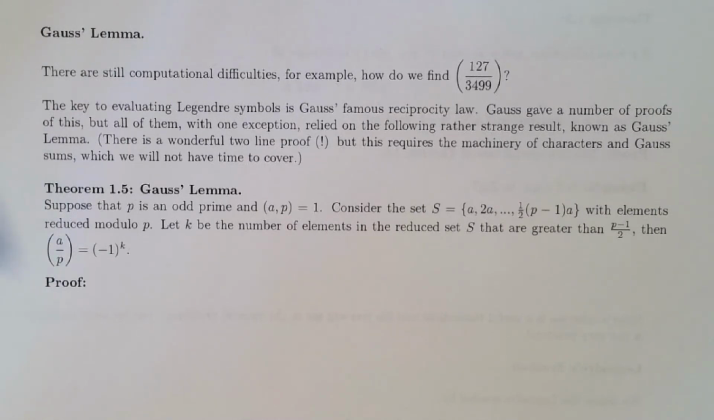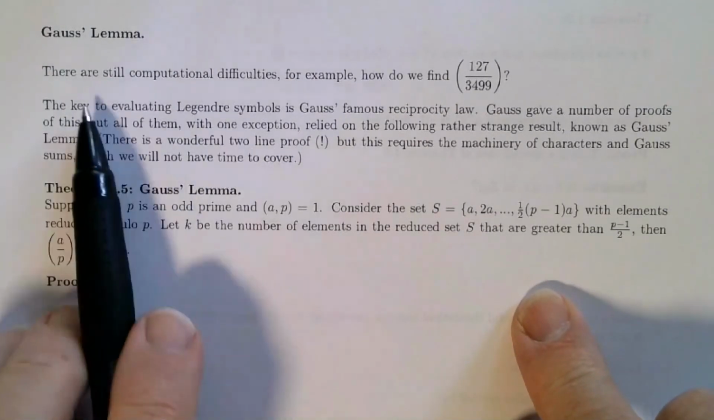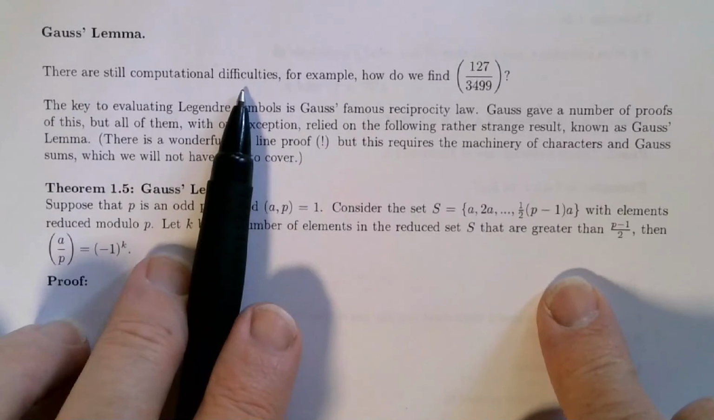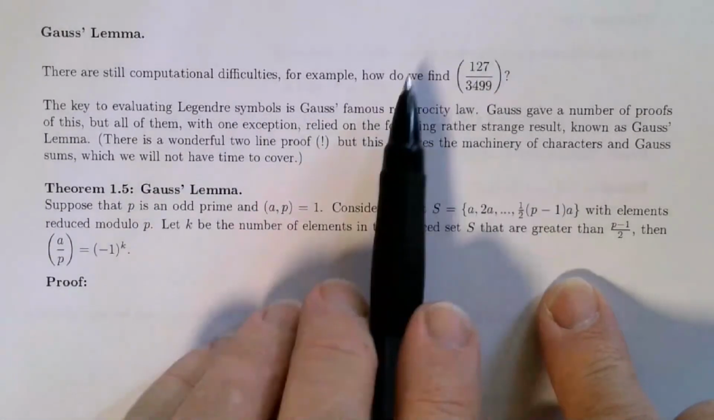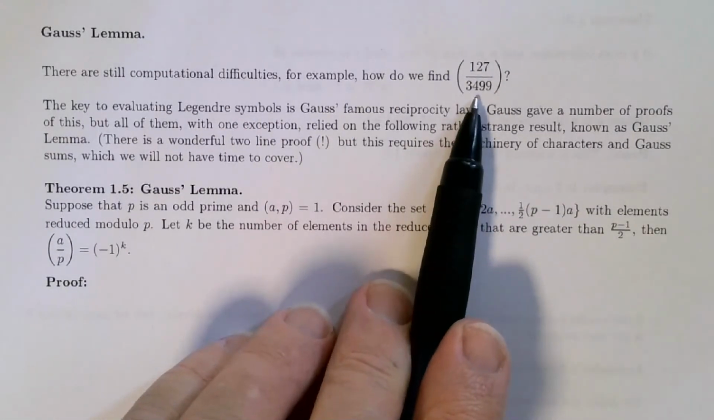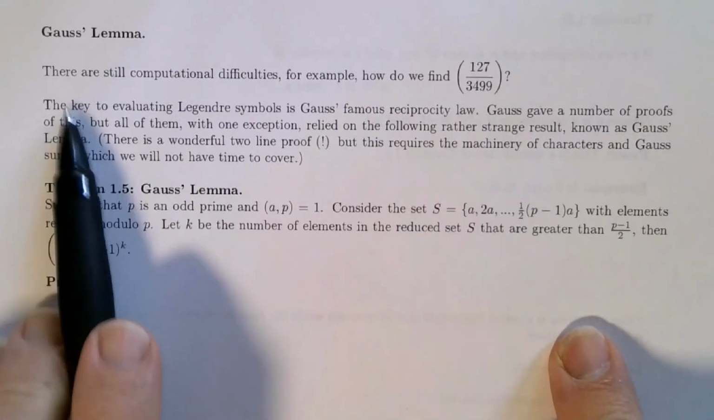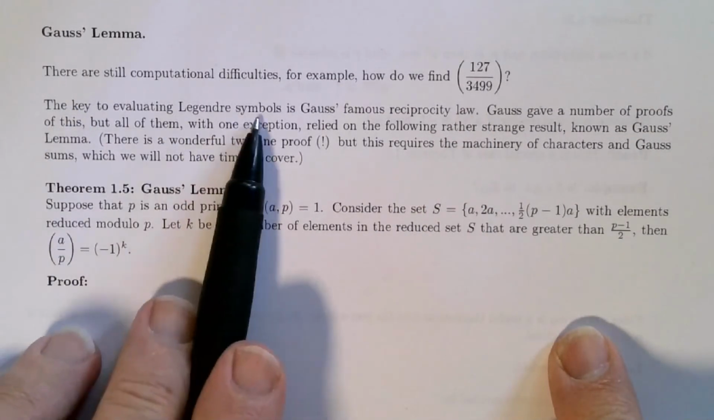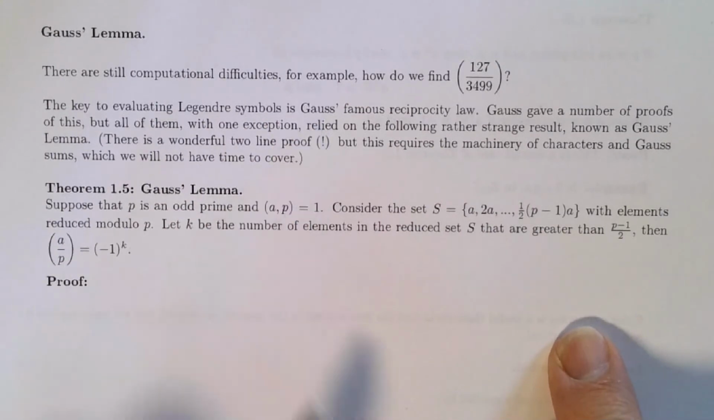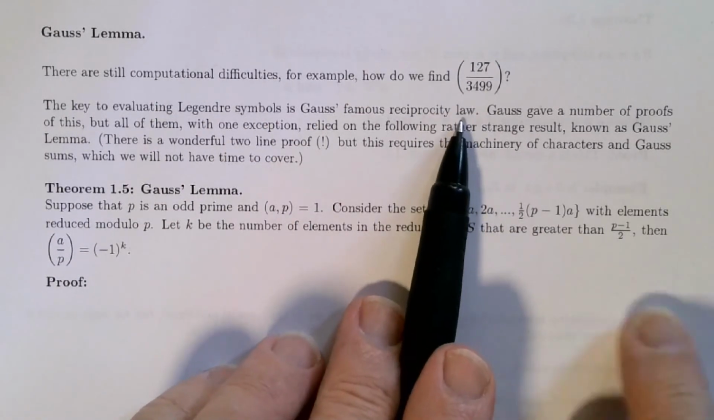There is another way of getting to it without using Gauss's lemma, by using characters, but we probably won't be doing that in these lectures. So the point is, there are still computational difficulties. For example, how on earth do we find this? The numbers are very big. So the key to evaluating Legendre symbols is Gauss's famous reciprocity law that we'll look at later.